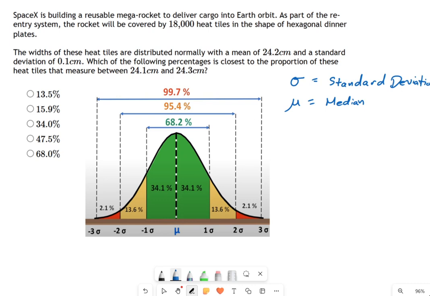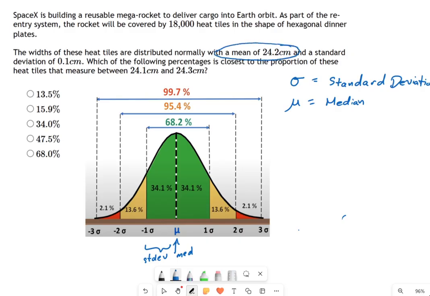If you look at this chart, what it says is there's the median right there. Pen just died. Here we go. This distance right here is the standard deviation.